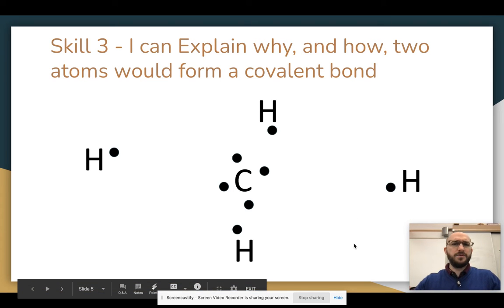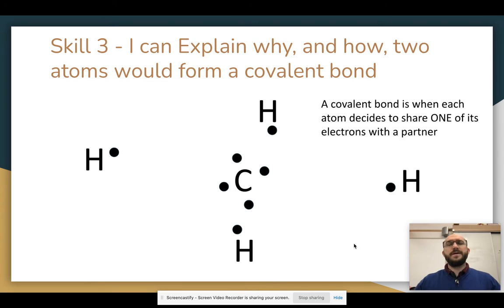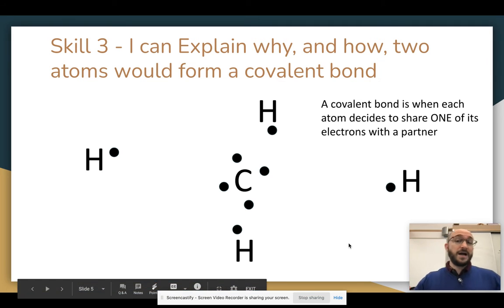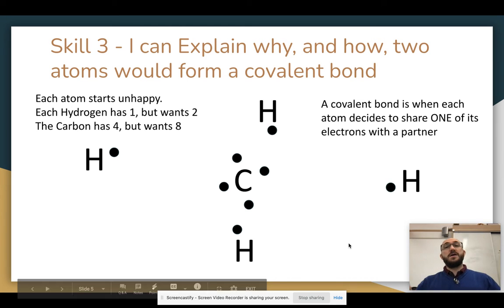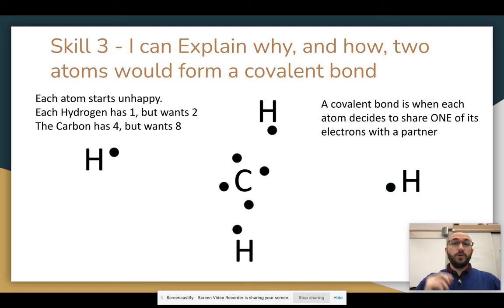All right, now here's another example. Here we got carbon here in the middle. Carbon has 4 valence electrons. Each hydrogen only has 1. Now, a covalent bond, as I just said, is when the partners each share 1 of their electrons back and forth, so they both have access to 2. All right, so 1 hydrogen, though, is not going to cut it. The hydrogen will be happy, but the carbon will not be. Each hydrogen has 1 valence electron, but wants 2. The carbon has 4, but wants 8.